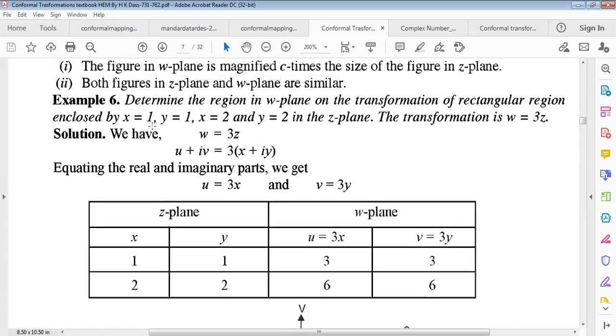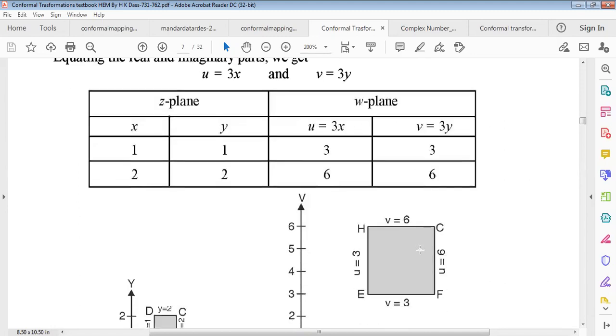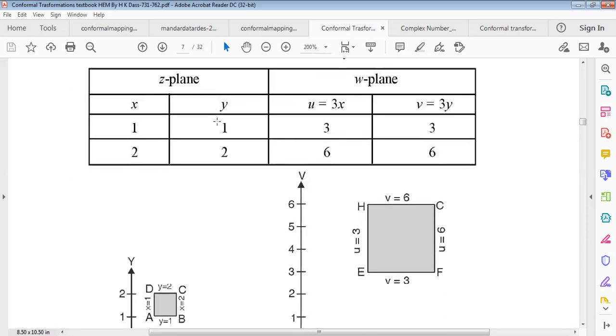The values of x, y are given. x equals 1, y equals 1. Again, x equals 2, y equals 2. Now putting these values, putting x equals 1, we get 3, putting y equals 1, we get 3. Remember it. Now putting x equals 2, we get 3 into 2, 6. Putting y equals 2, we get 3 into 2, 6. Now plotting in the z plane for the individual values of x, y.